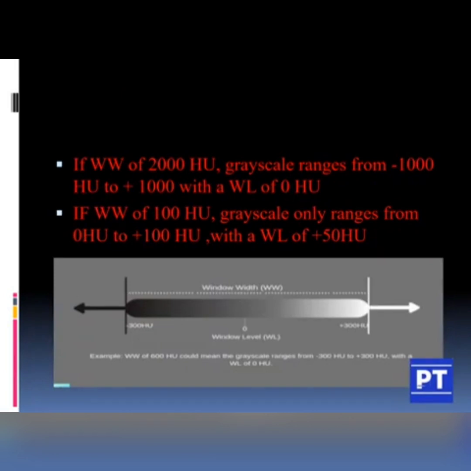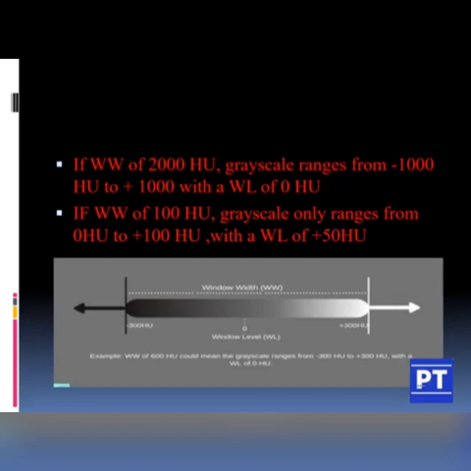Here I will make you understand from this figure. It shows a 600 HU gray scale, and 600 HU means it ranges from minus 300 HU to plus 300 HU. The window level is 0, meaning the center is known as the window level, and the range of the gray scale which can be seen on the display is known as the window width.